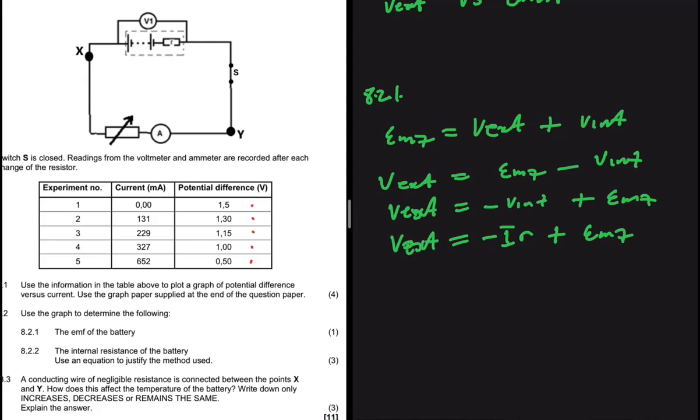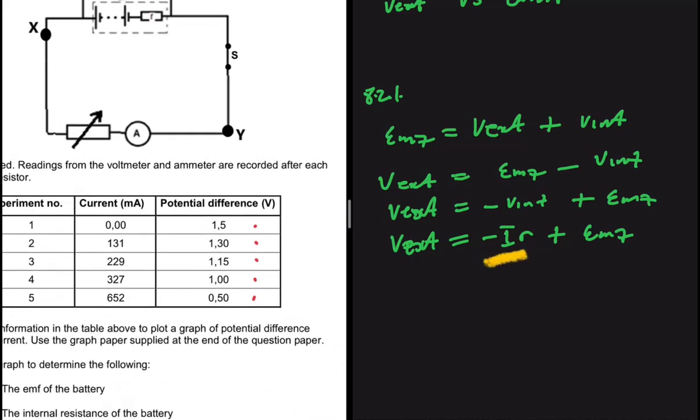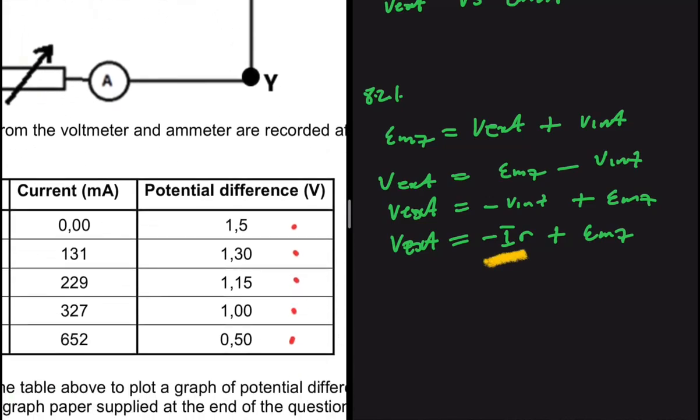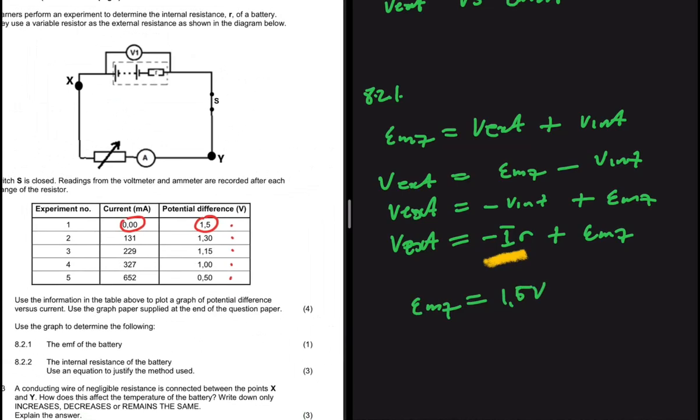So let's start with the EMF. Obviously, you can see here from the equation that when the current is equal to 0, V external is equal to EMF. So if you come here to your graph, when the current is equal to 0, V external will be your EMF. So we can go ahead and say that EMF is equal to 1.5 volts.